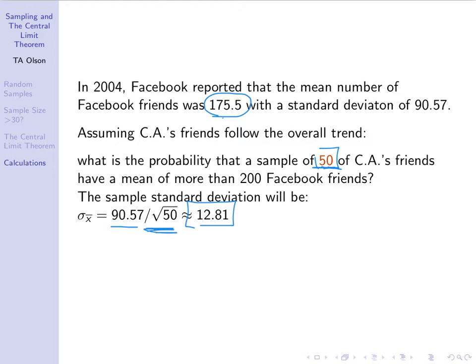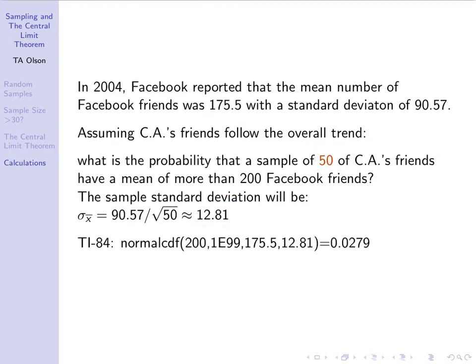So what's the probability that this mean is going to be greater than 200? Well, if we have a TI-84 calculator, we can do a normal CDF with the lower value at 200, the upper value at 1 times 10 to the 99th, mean of 175.5, and the standard deviation for the sample of 12.81. So this has a probability of 0.0279, about a 2.8% chance that this sample will show more than 200 Facebook friends.